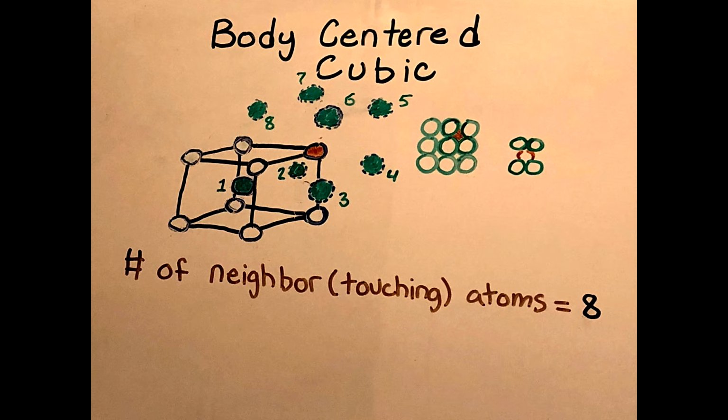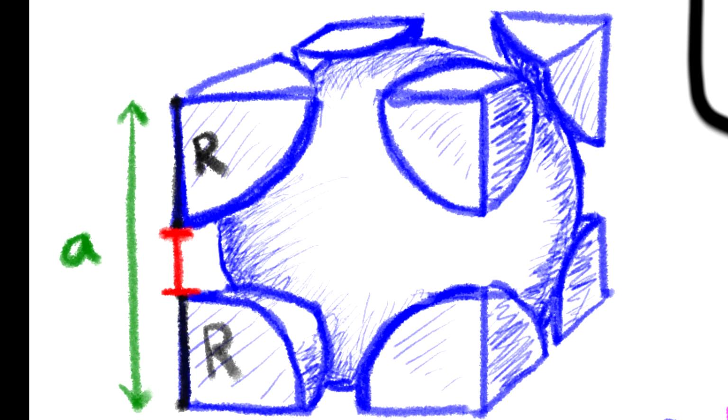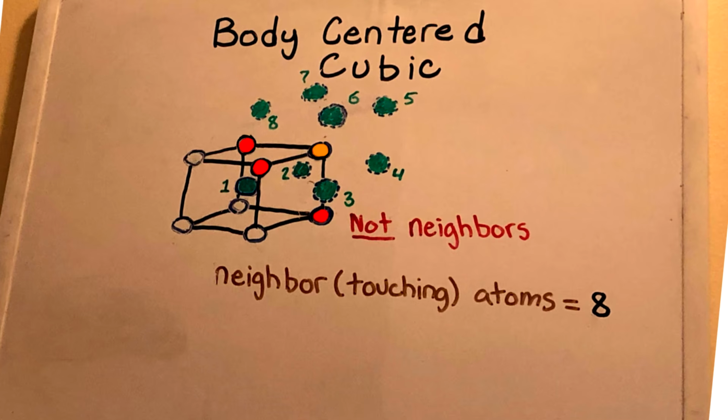But hold on, what about these 3? Wouldn't that bring our total up to 11? Remember that neighbor is synonymous with touching, and none of these 3 touch our atoms because of the gap, no matter how neighbor-like they might look with the connected black lines.